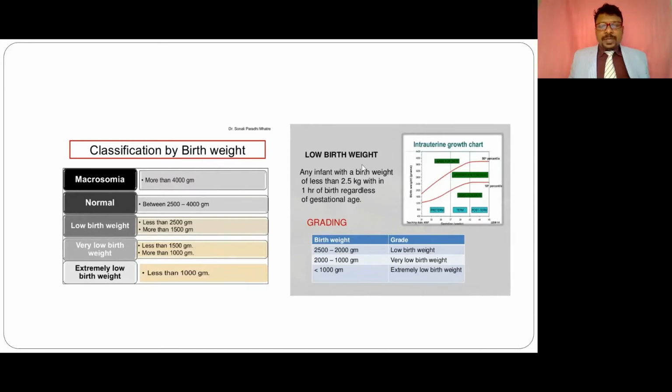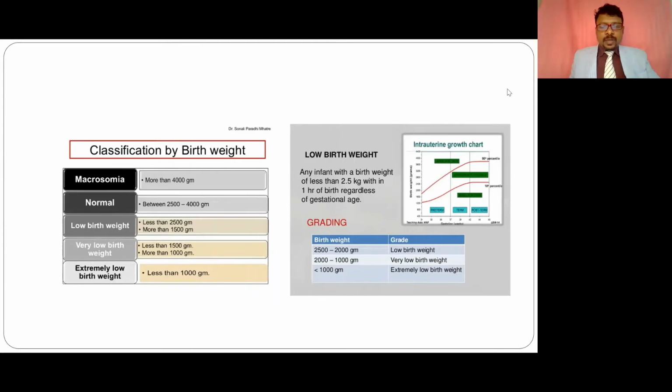Normally, low birth weight is any infant less than 2.5 kg within 1 hour of birth. So why do we have to consider it within 1 hour? If the baby loses weight after birth, over 1 day or 2 days, this is normal. After the delivery, the baby may lose weight because of water loss. But within the 1 hour, if the baby weight is less than 2.5 kilo, it is called low birth weight.